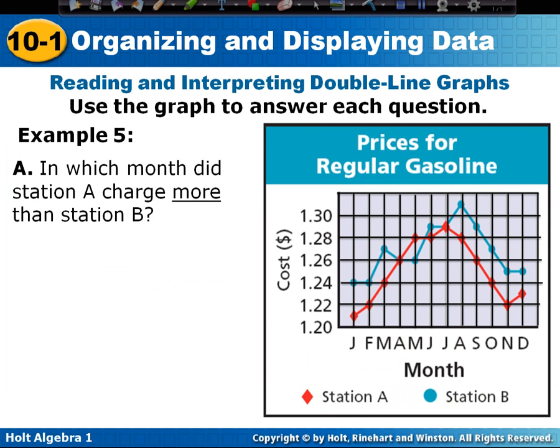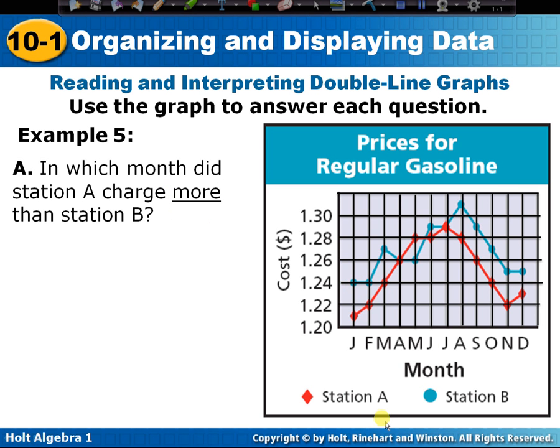All right, number 5, it says, in which months did gas station A charge more than gas station B? This one's a double line graph. And if we're looking at our graph, this is talking about cost in dollars, and this is talking about the months, so that would be January, February, March, April, May, and so on. The red one is gas station A, and the blue one is gas station B. Okay. And it says, in which month did gas station A charge more, and you need to fill in with the word more on your worksheet, than gas station B.